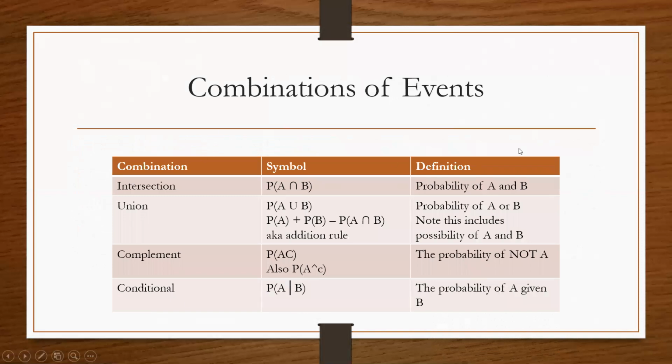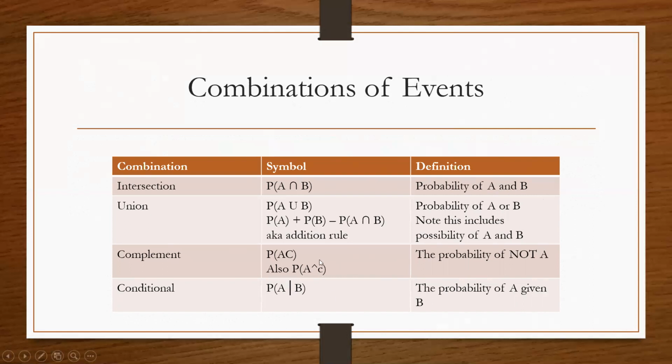So here's the stuff that everyone's been asking me about: combination of events. Intersection is the probability of A and B. Union is the probability of A or B. I want you to imagine a Venn diagram. Intersection is that little middle ground where the circles overlap. Union is everything in either circle, including the middle ground.